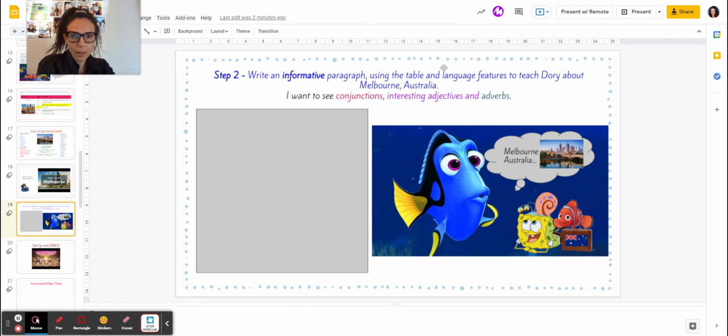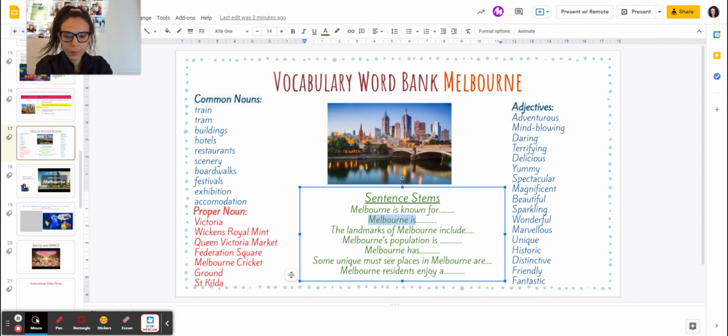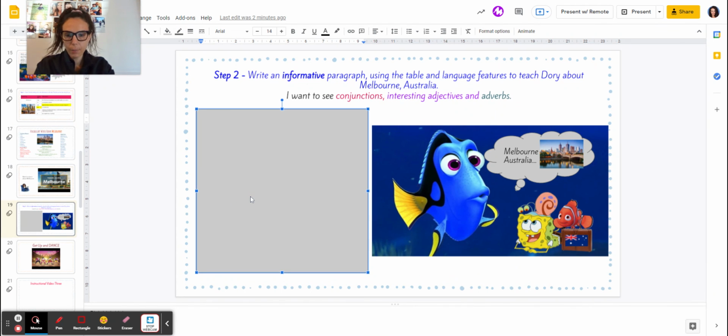When you're writing here, please write an informative paragraph. So, for example, you might start with "Melbourne is", okay? And start with that. Melbourne is the capital city of, and then continue your sentence, okay? Then go back and find another sentence starter.